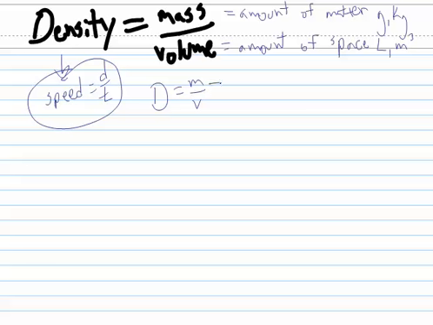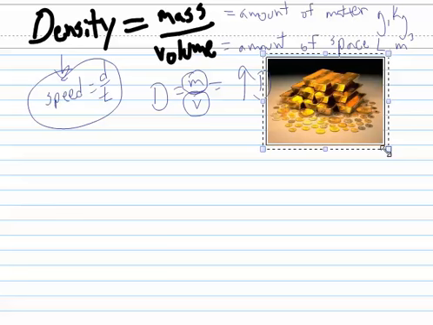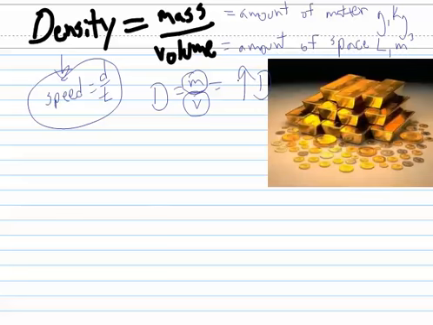So what does it mean if something has a high density? That means it's got a lot of stuff in the amount of space that it has. So what's something that has a high density? Something like gold. Gold has a high density. It has a lot of mass per unit of volume. So if you had some gold, it wouldn't take up a lot of space necessarily, but it would have a lot of mass.